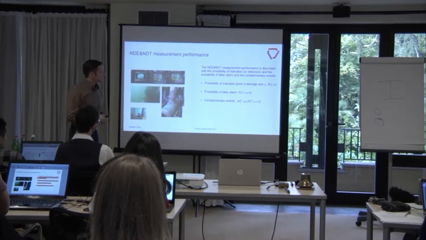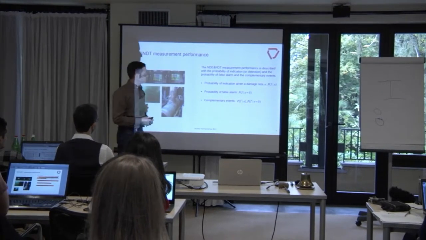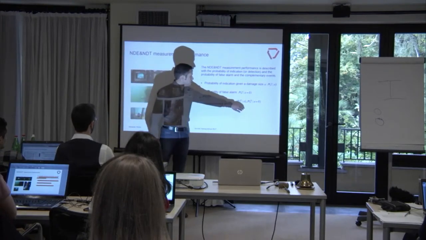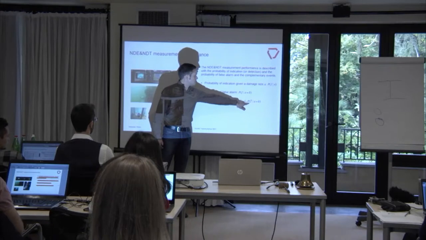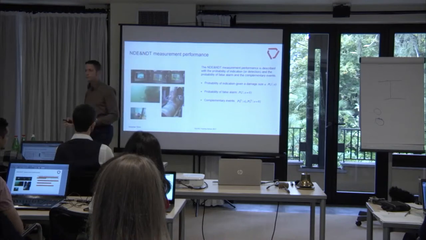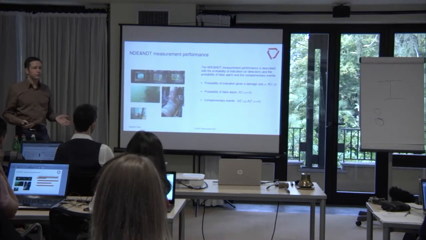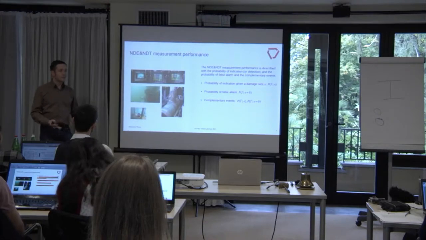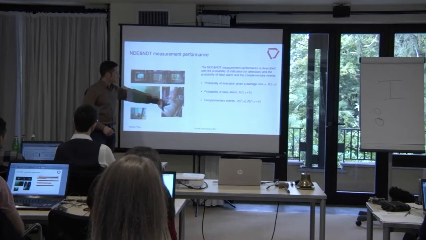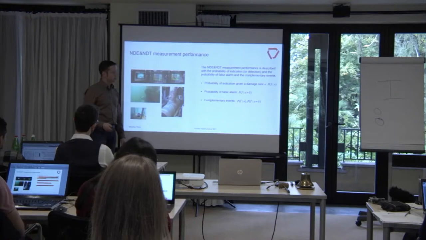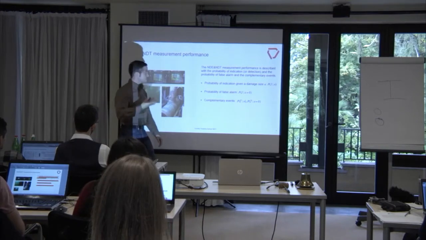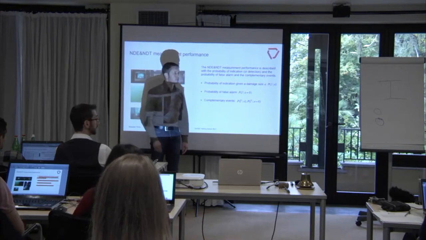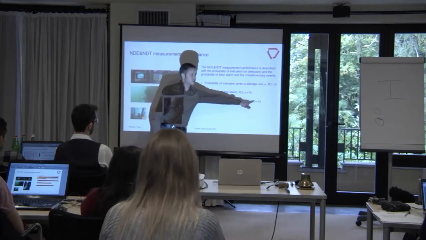An example for the complementary events: the event of no indication and that you have no damage. So that's a properly functioning system. If you make the test with this system and you know that there's no damage, and you give it to someone who doesn't know whether there's damage or not, and he puts the system on, and he gets no indication, and this test is repeated a few times, then you have the probability of no indication given there was no damage.